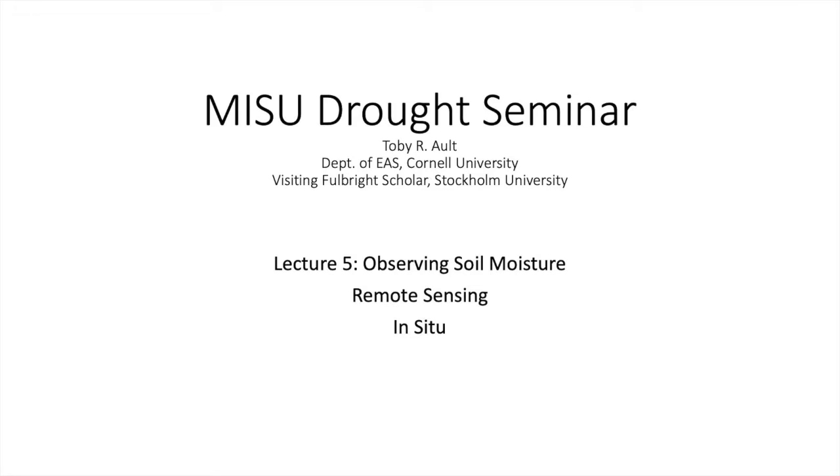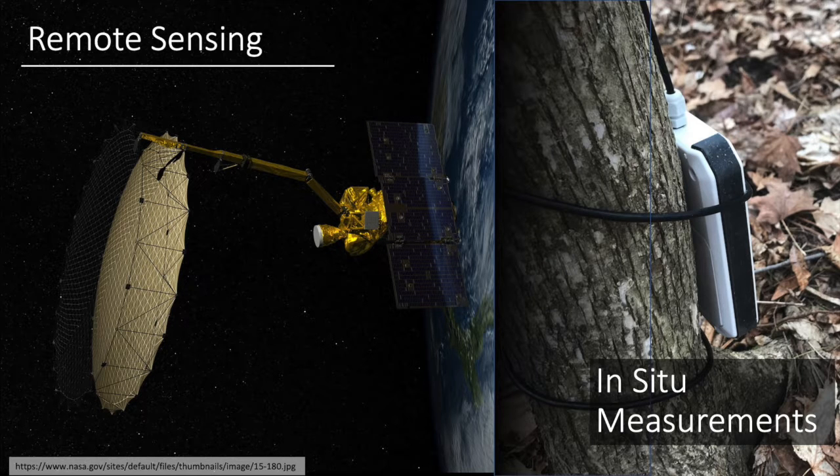I'm Professor Toby Alt from the Department of Earth and Atmospheric Science at Cornell University, and I am a visiting Fulbright Scholar this year at Stockholm University. So today we're going to talk about one of the thorniest and also probably most exciting areas of drought research, which is trying to observe and monitor soil moisture across space and through time.